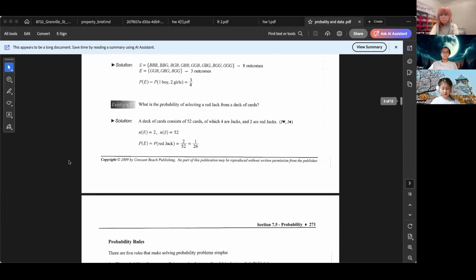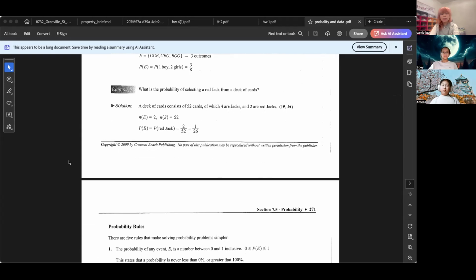Okay, so what is the probability of selecting a red jack from a deck of cards? Do you know how many cards are in a deck? You said 50. 52. Very good. So from ace, 2, 3, 4, 5, 6, 7, 8, 9, 10, and jack, queen, king, right? So is there only one red jack or 2 red jacks?